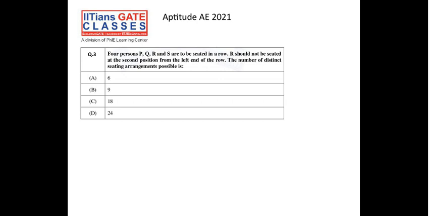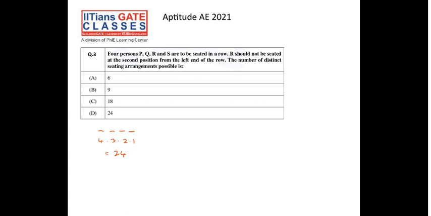4 persons P, Q, R and S are to be seated in a row. R should not be seated at the second position from the left end of the row. The number of distinct seating arrangements possible is. So let's mark the seating arrangements. There are 4 positions, 1, 2, 3, 4. The total number of ways that 4 persons can sit is 4 into 3 into 2 into 1. This is 24.